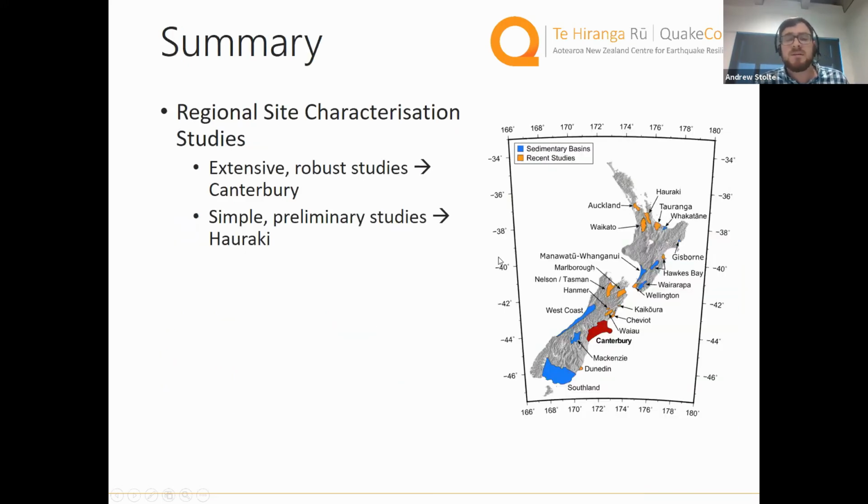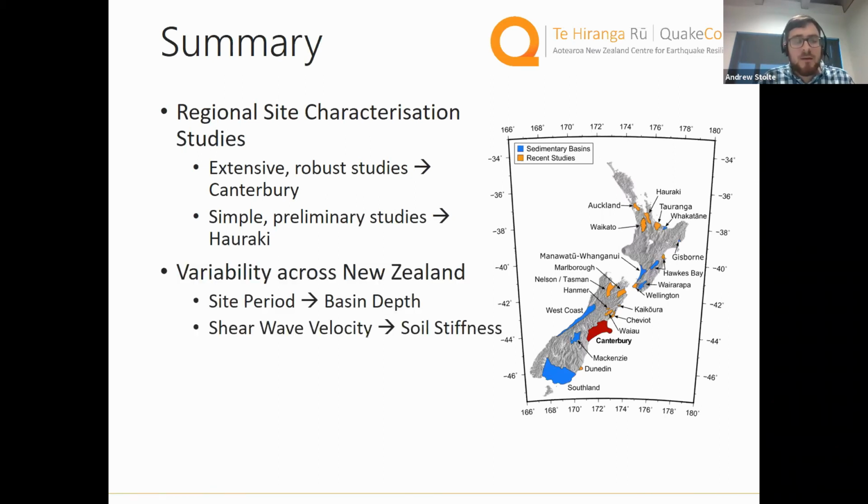So in summary, I'd just like to highlight that we've been carrying out regional site characterization studies all over the country, characterizing those jelly bowls. We have had extensive, robust studies, such as those in the Canterbury Basin, and we've had simpler studies where we just did HRV testing in Hauraki. What I'd like to highlight is that we can use site period to get a proxy for basement depth across an entire sedimentary basin or the country as a whole.